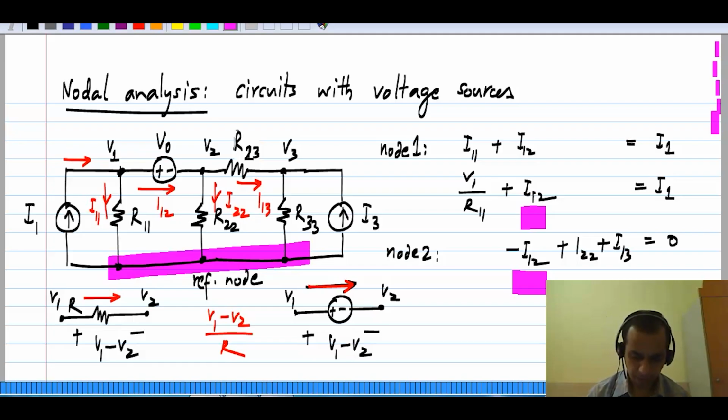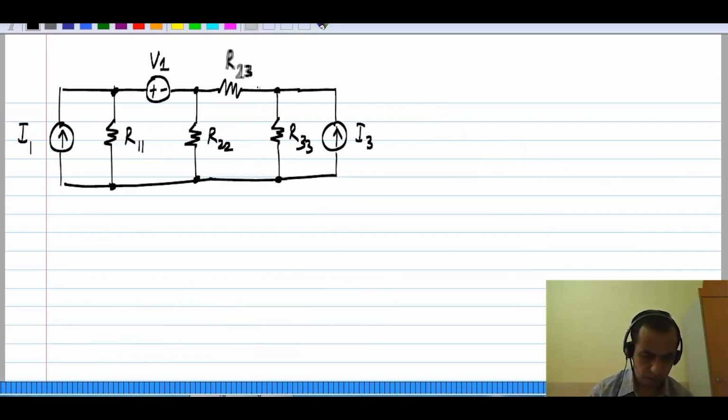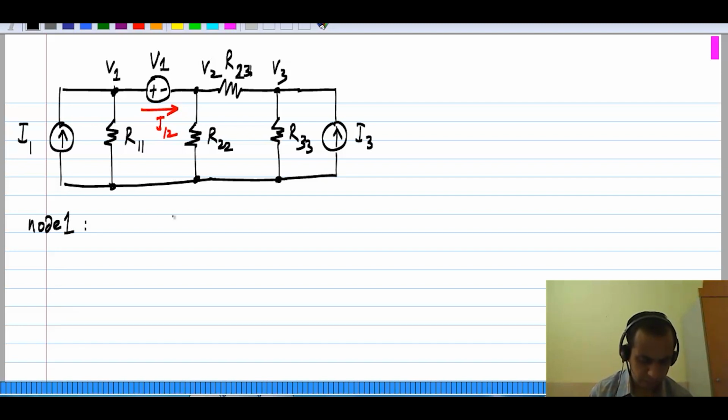Okay, so let's look at that. So again I will take I12 that way. Okay, and for node 1 I would write V1 times G11 plus I12 equals I1.